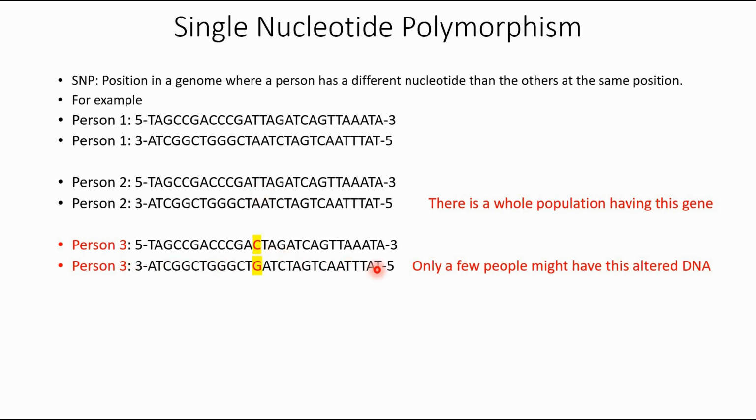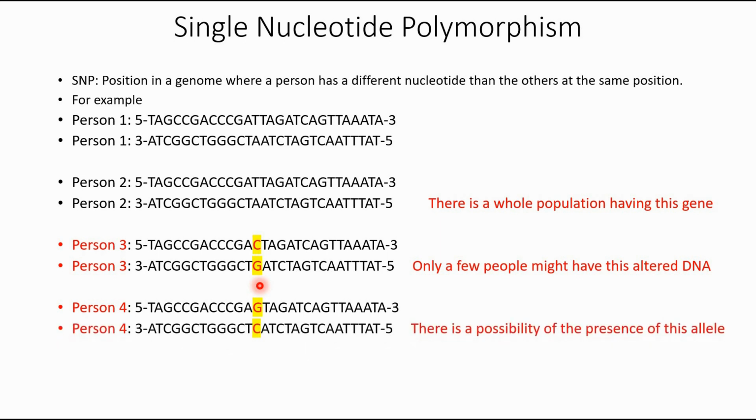And this is its complementary strand. So it's clear that its complementary strand must have G, because C will always have G as a complementary nucleotide. So this kind of mutation will be found only in a few people of that population. So this is an SNP now. For example, there are some other people who have G instead of C in their positive strand. So this allele is now different from this allele as well as from the wild type allele.